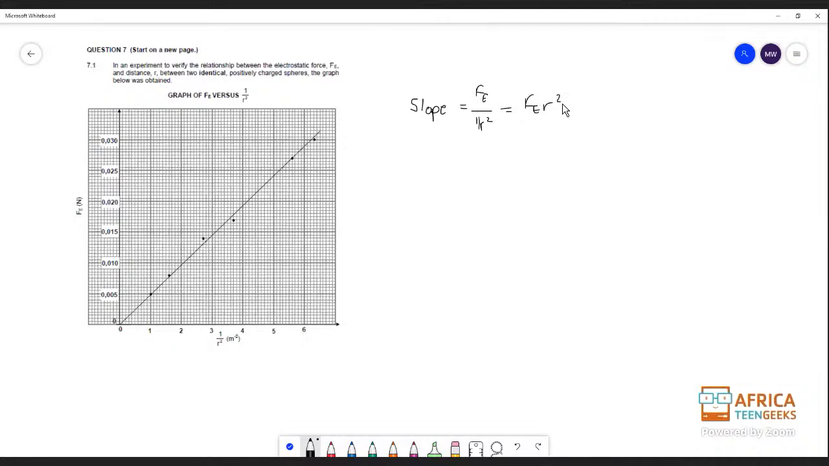Okay? And this, if you think about your formula, Fe is equal to K Q1 Q2 over r squared. And you take the r squared to the other side.